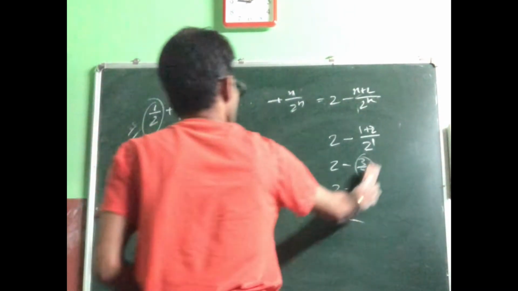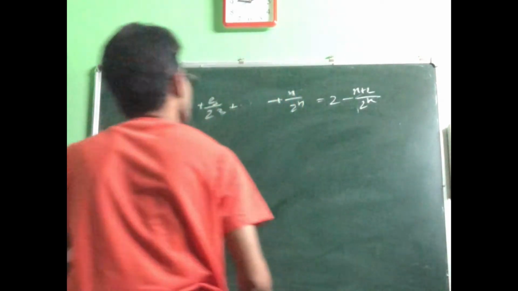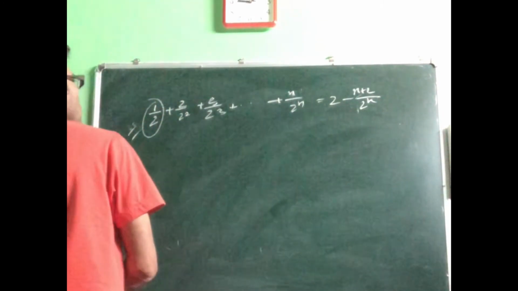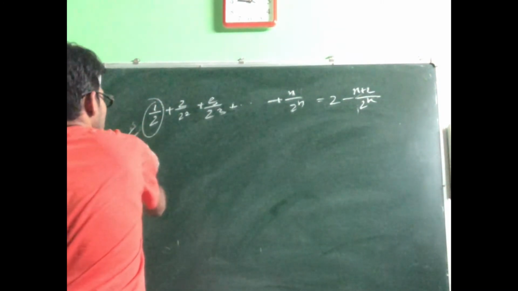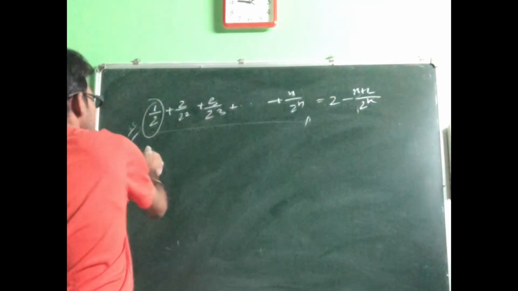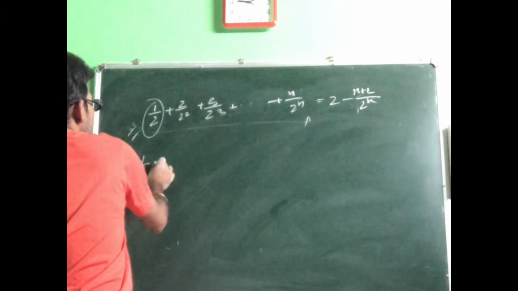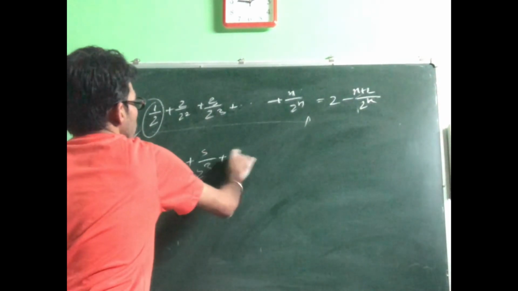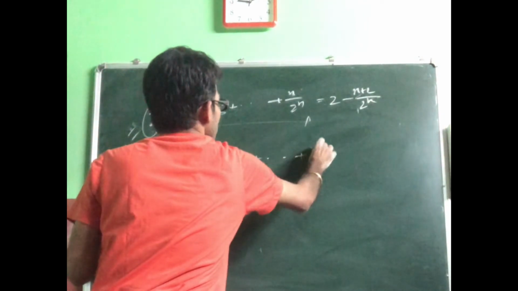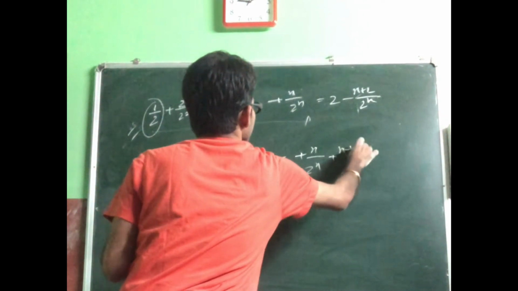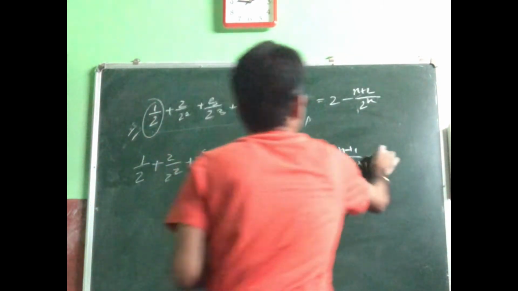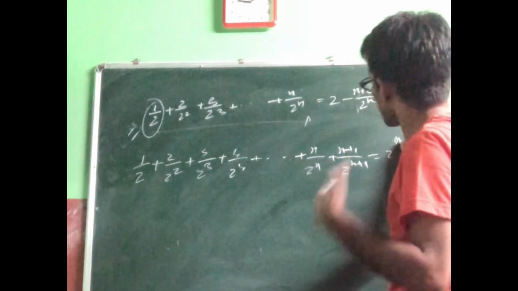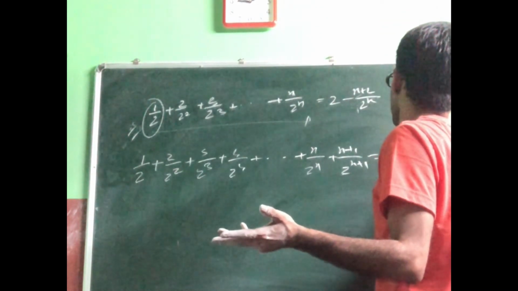Now I assume that the statement holds true for n, and then I will try to prove that the statement should hold true for n + 1 as well. So up to n + 1, it should be 1/2 + 2/2² + 3/2³ + 4/2⁴, all the way to n/2ⁿ plus (n + 1)/2^(n+1). That should be equal to 2 minus, with n replaced by n + 1, (n + 1 + 2), which is (n + 3), over 2^(n+1).